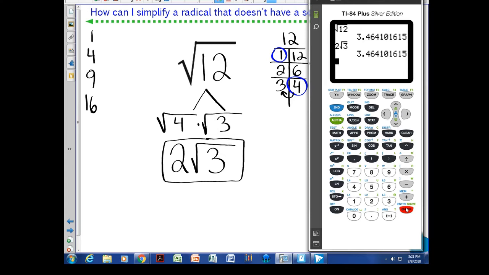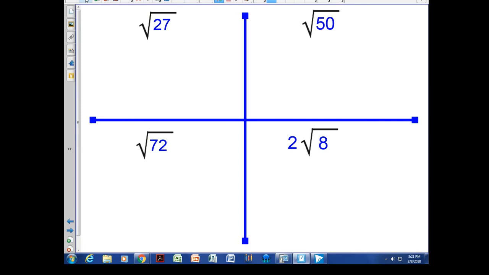Okay, let's practice. Here are 4 different problems. Let's see if you can simplify each one. Go ahead, press pause and give it a shot. Okay, let's see how you did.